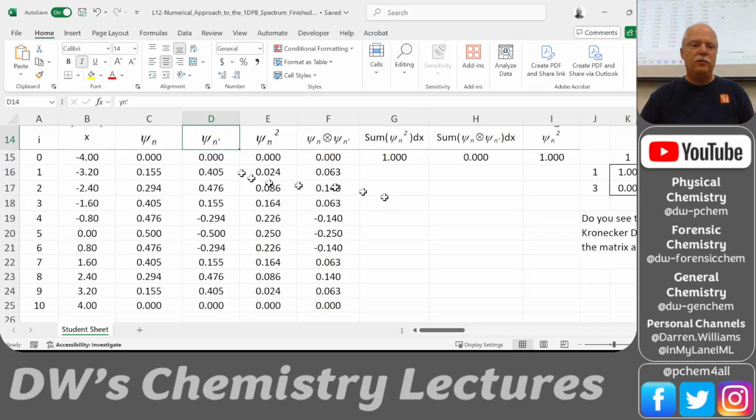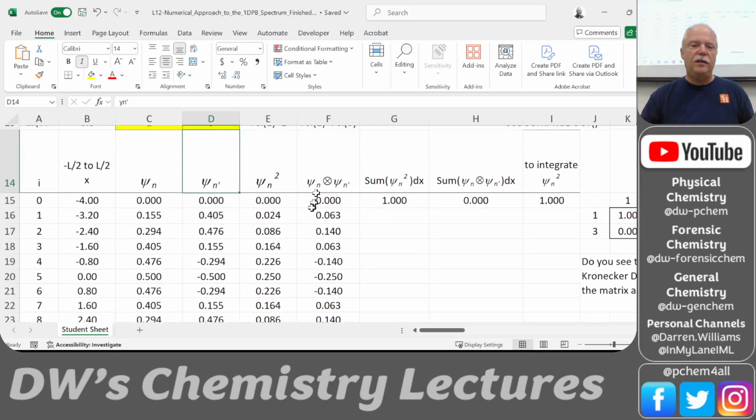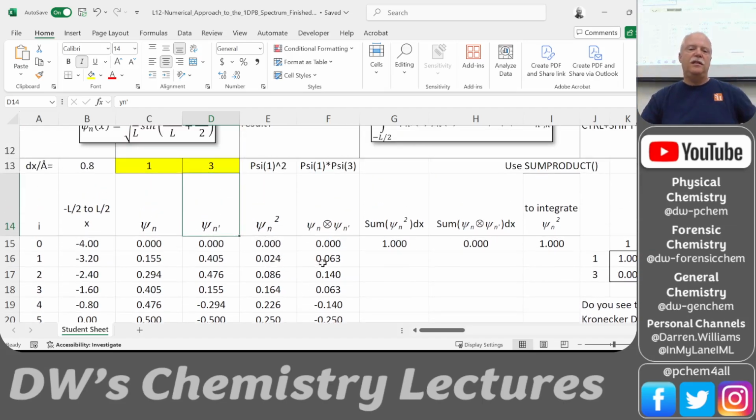Okay, so we build the two wave functions here. We then square them to see if they're normalized. And when we square them and integrate them, we see we get 1. And when we multiply wave function n versus wave function n prime and integrate over all space, we should get 0. And so we're showing that they're orthogonal.